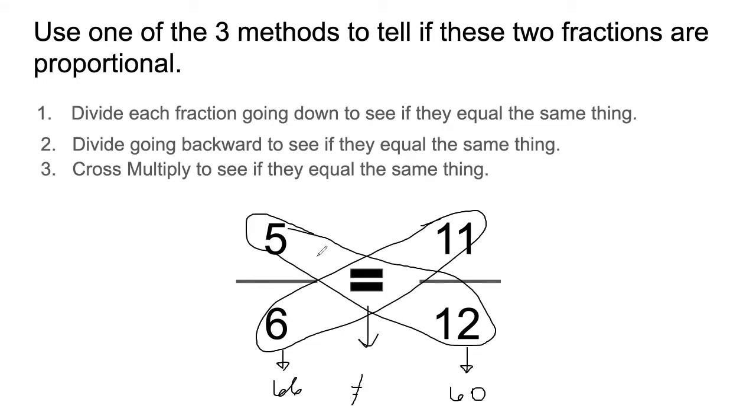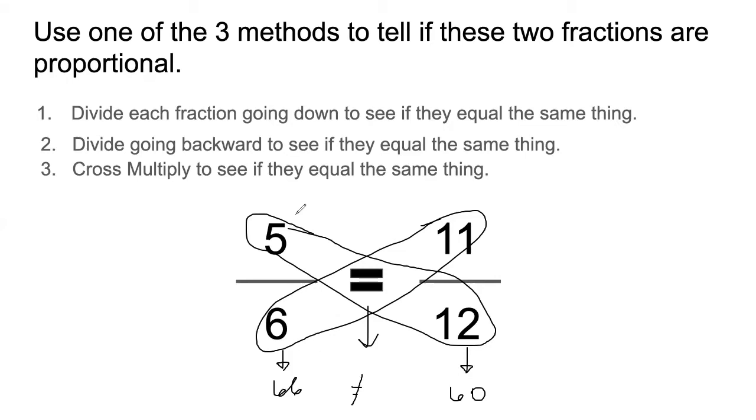Now, you could also find it out a different way. You could have done 5 divided by 6, saw if it was the same as 11 divided by 12, which wouldn't be the same number. Divided going backward, 11 divided by 5, and 12 divided by 6. 12 divided by 6 is 2. 11 divided by 5 is not 2. So these are not proportional. You have to get the same number for each.